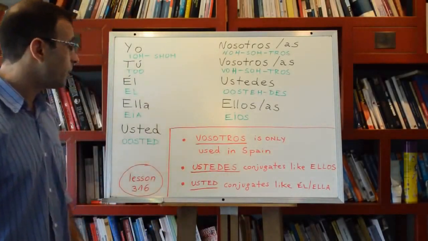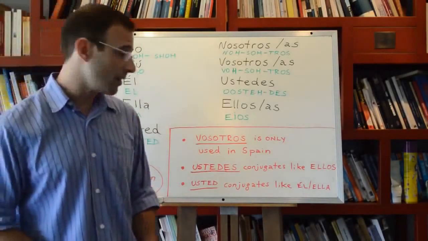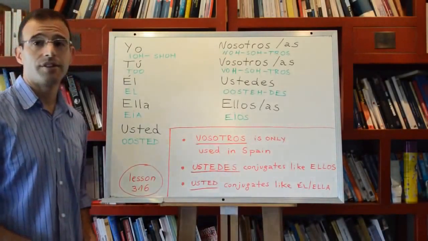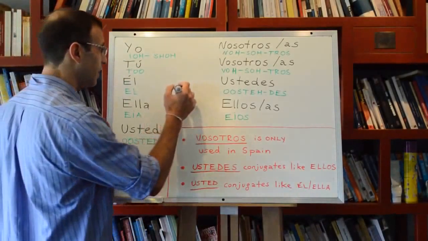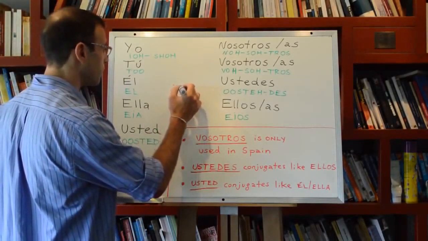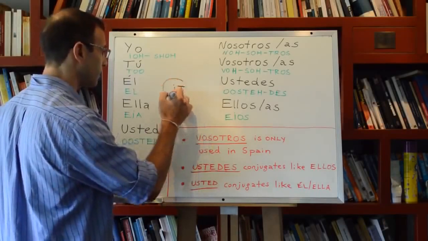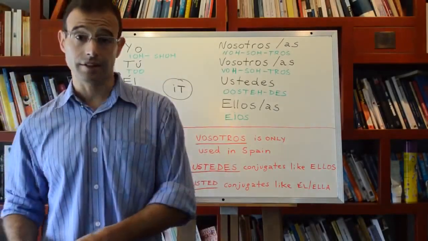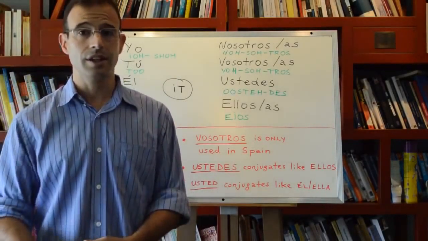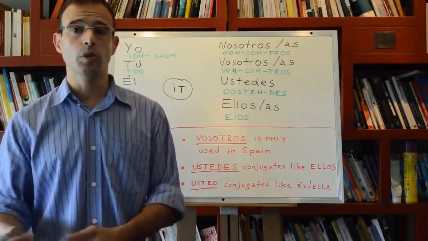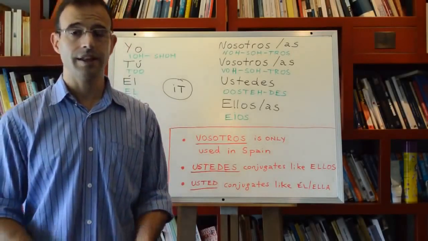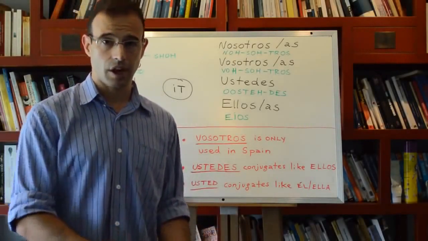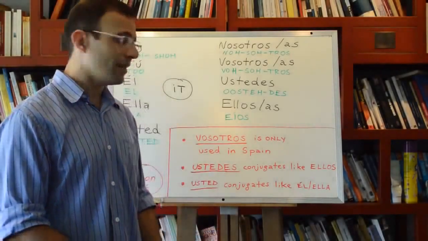So one last thing I want to explain in this class is in Spanish there is no such thing as the English pronoun it, right? So in English you have he, she, it, okay? He and she is for man and woman, right? And it is for animals and things, objects, okay?